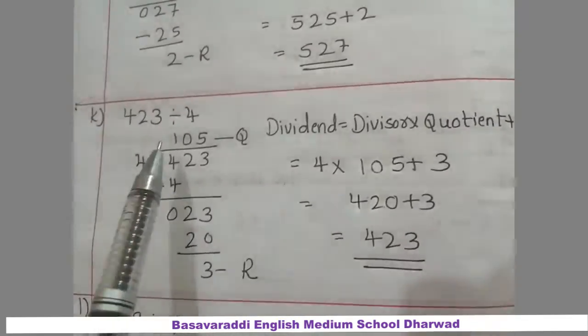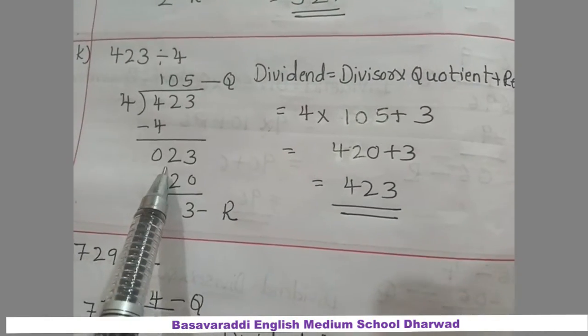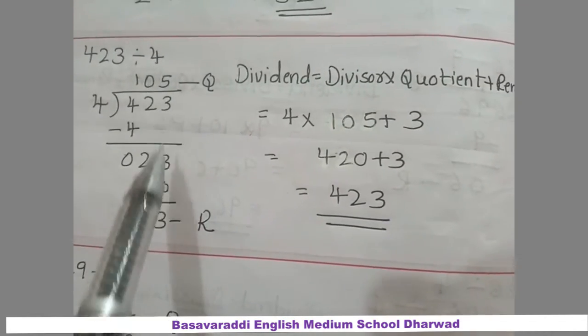Now 423 divided by 4. So 4 ones are 4. Again we bring down the 2. We can't divide this one. Again we are putting 0. Again we are bringing down the ones.